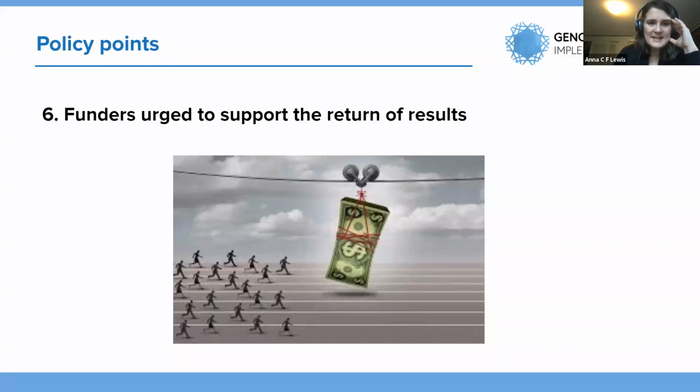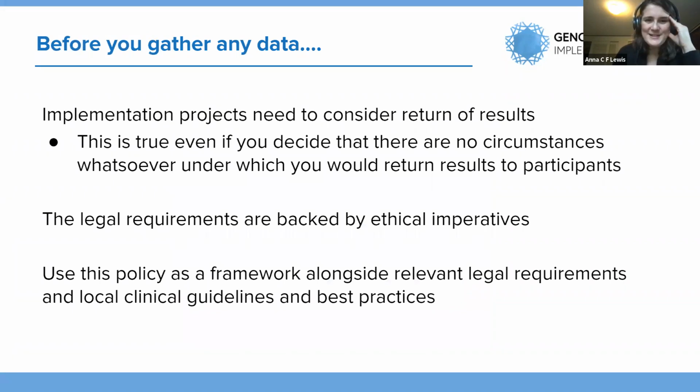And next slide, please. I'll just leave you with this. So before you gather any data, implementation projects need to consider return of results. There's just no way about that. This is true even if you decide that there are no circumstances whatsoever under which you would return results to participants. You still need to go through the process of outlining exactly what your policy is with regards to return of results to research participants.